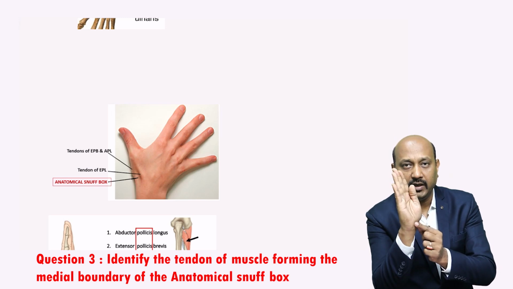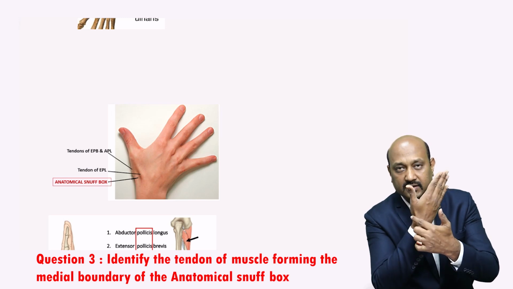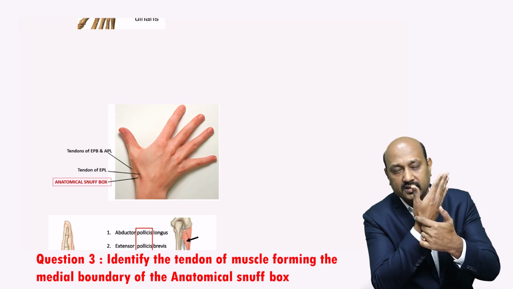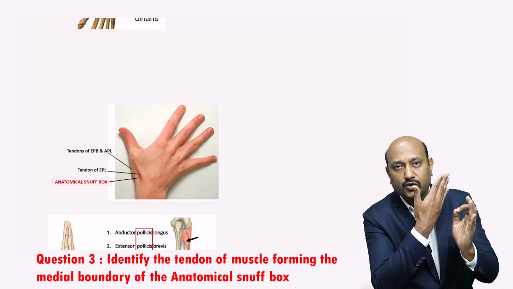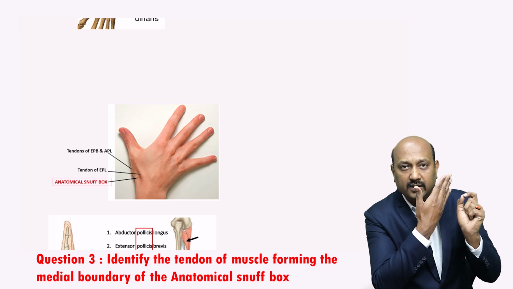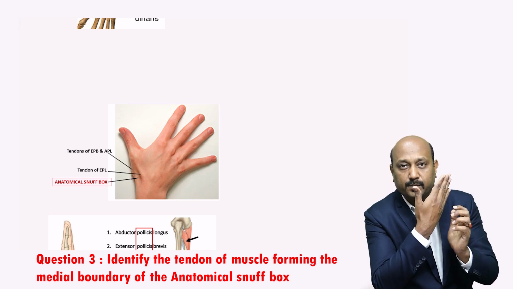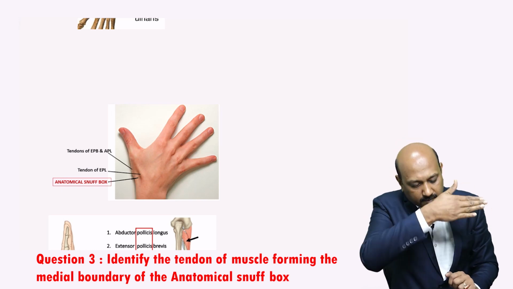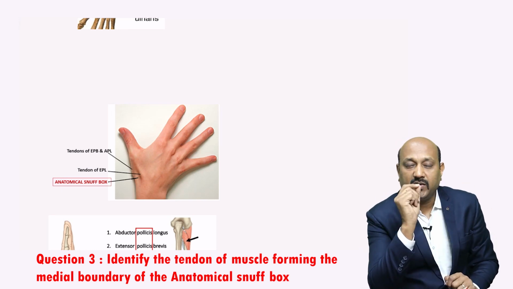During the full extension of the thumb, there is a triangular depression that appears on the radial aspect of the hand, and this triangular depression is known as the anatomical snuff box. Why has the name anatomical snuff box been given? Because drug abusers use this box for snuffing purposes. That's why the name has been given.